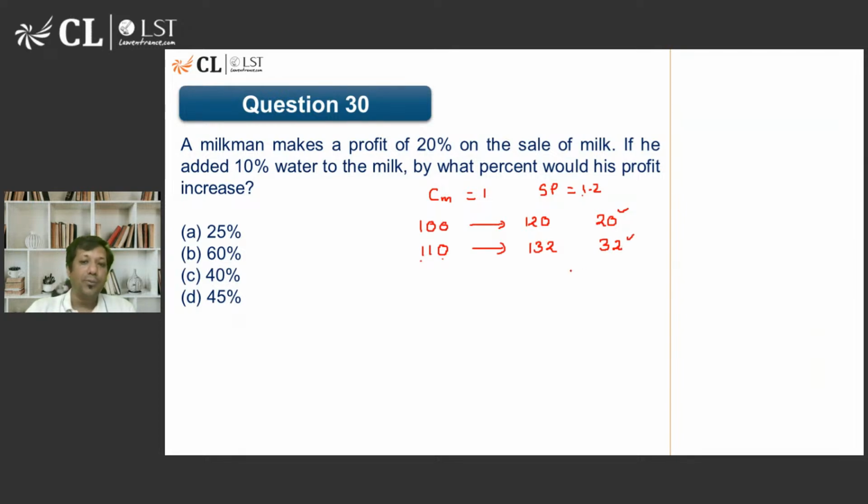So increment of profit is 12 out of 20 into 100. So this comes out to be how much? This is 5. So this comes out to be 60%. His profit is increasing by 60%. So this is how we can solve this question.